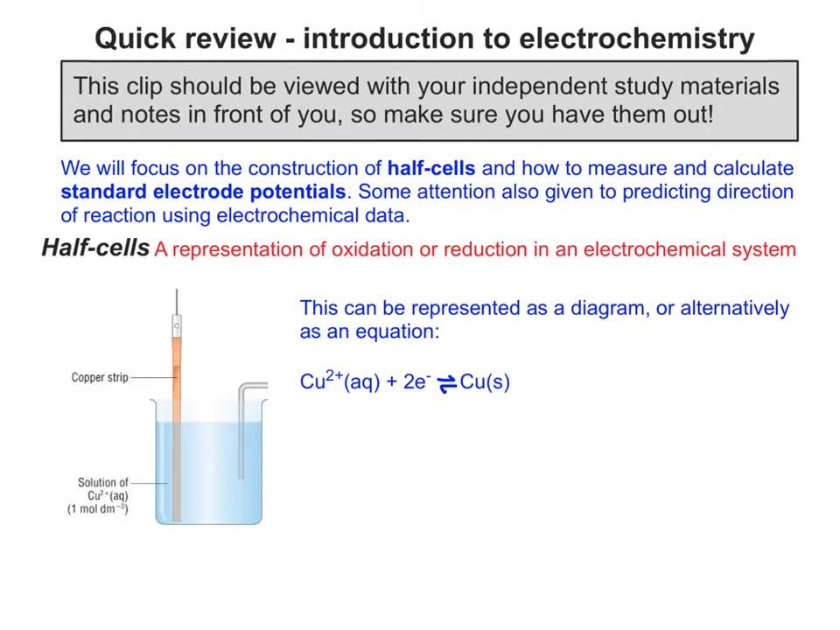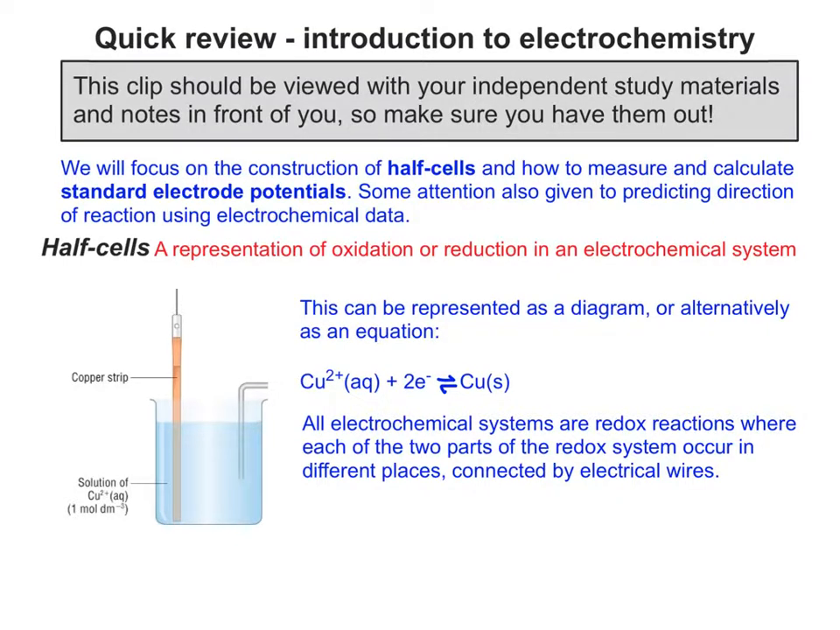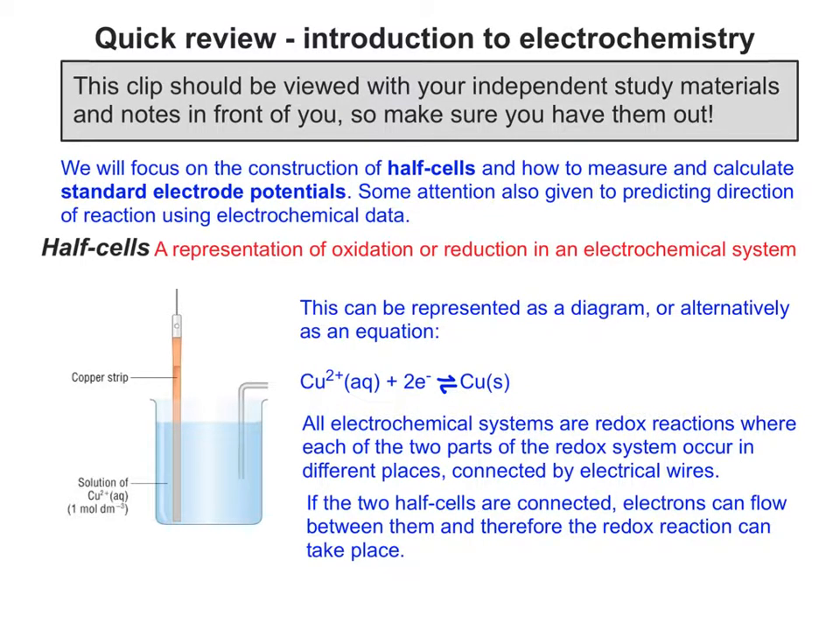So a half cell is the representation of oxidation or reduction in an electrochemical system. All electrochemical systems are redox reactions where each of the two parts of the redox system occur in different places, and the two locations are connected by electrical wires. It can be in two beakers, it could be in two parts of a battery, but basically the reactants are in separate places and they're connected by electrical wires to allow the electrons to flow. So if the two half cells are connected, electrons can flow between them and therefore the redox reaction can take place.